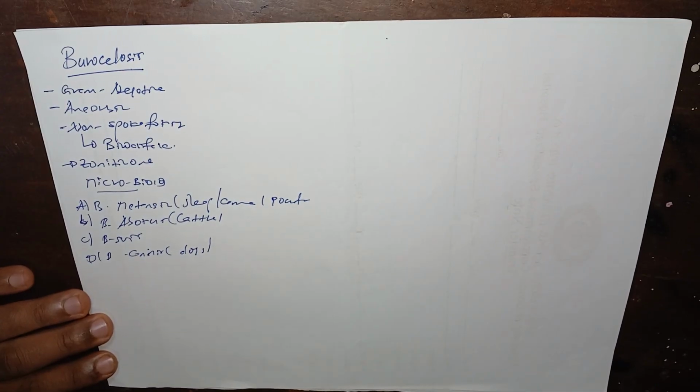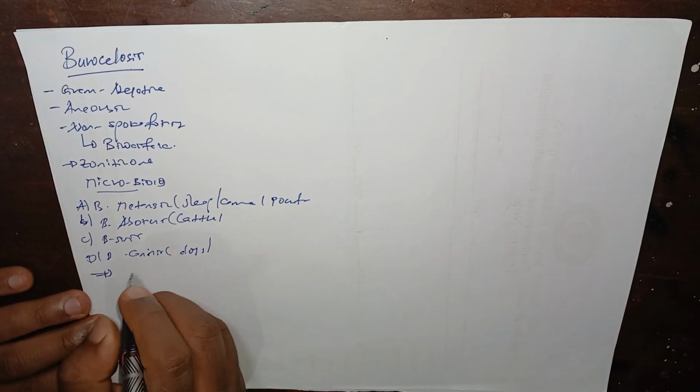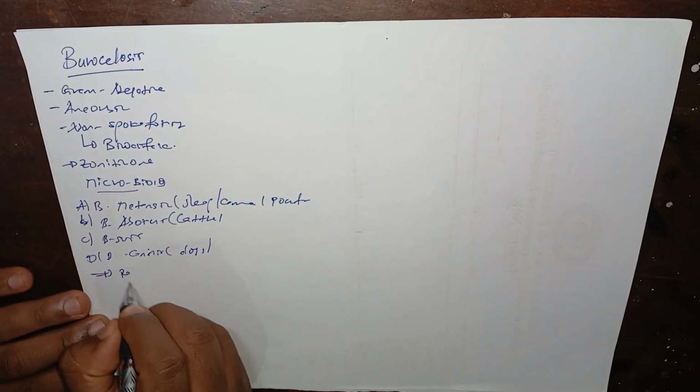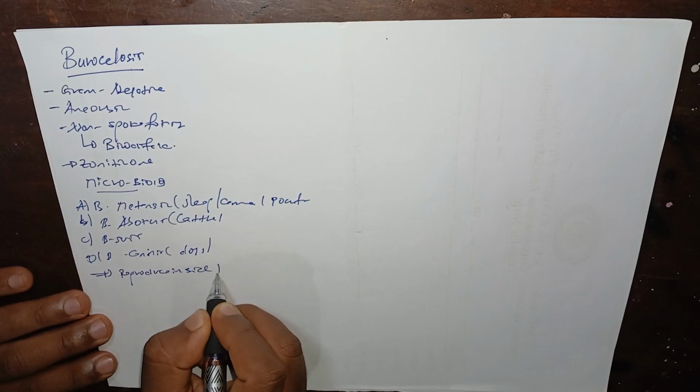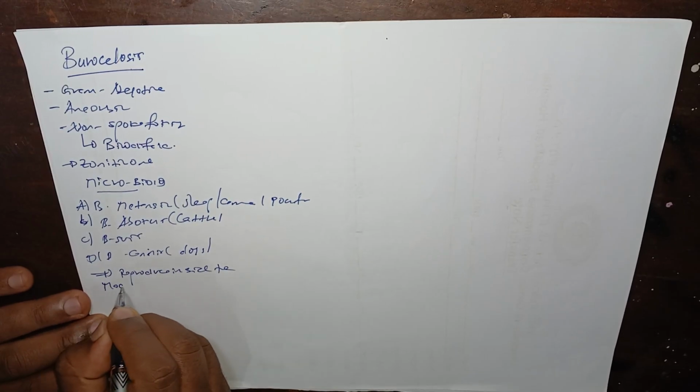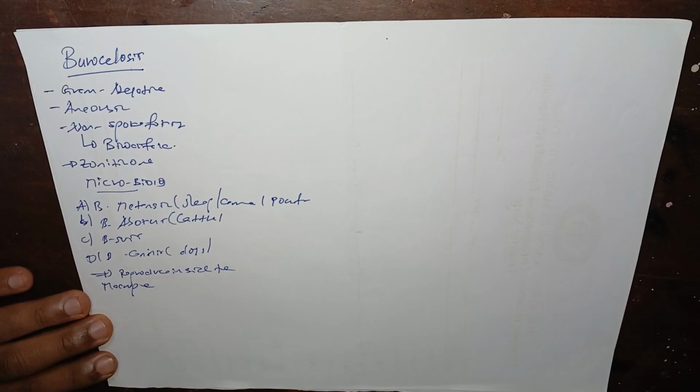So the survival mode of brucellosis is that it reproduces inside the macrophage. It reproduces inside the macrophage.